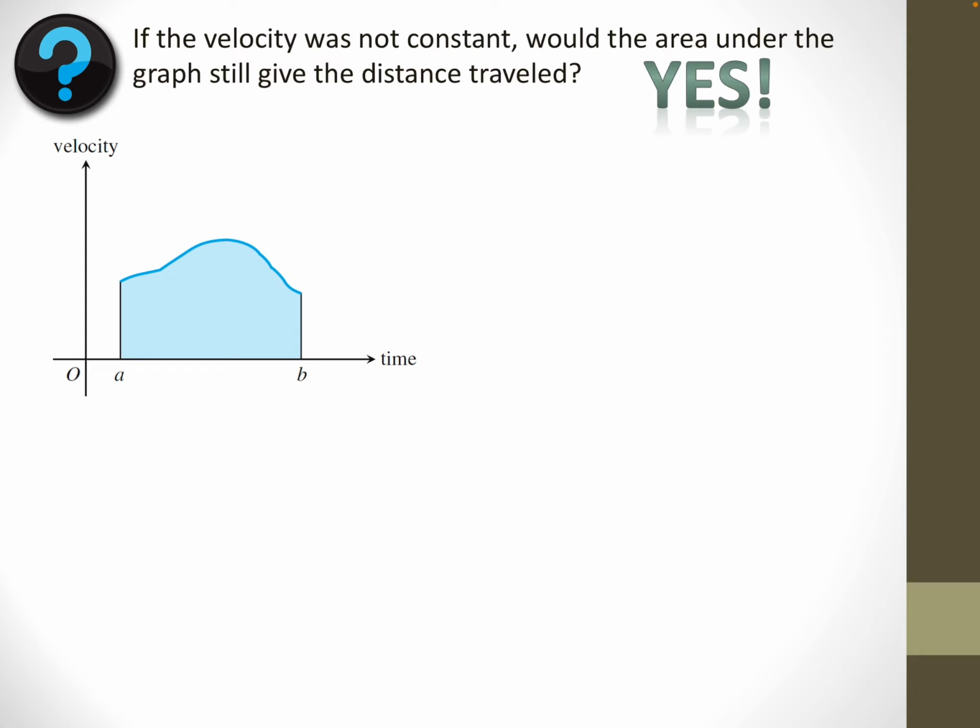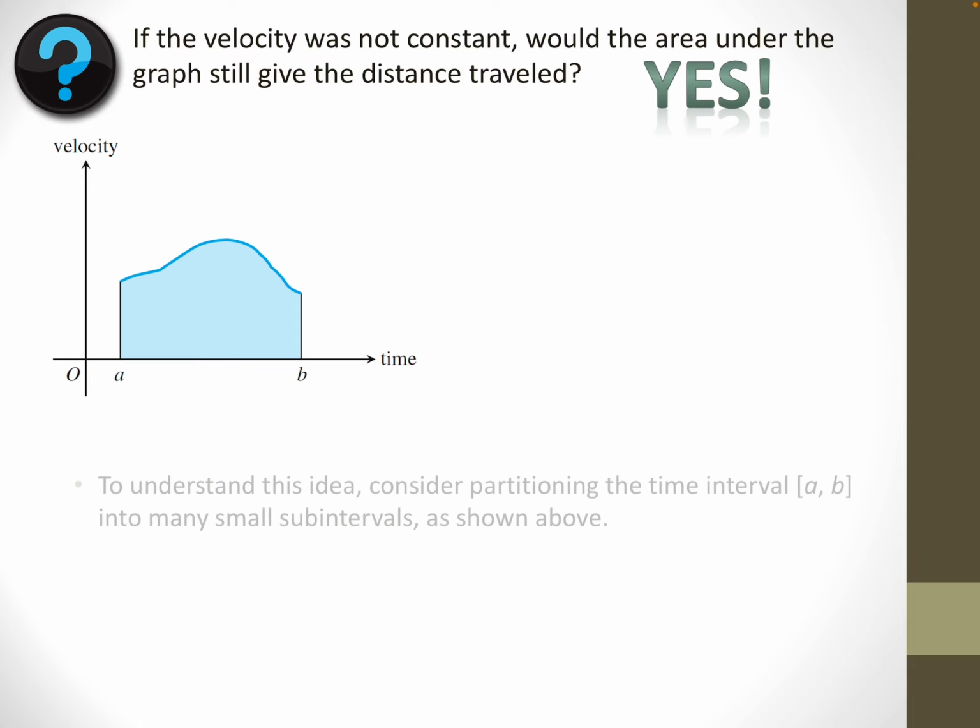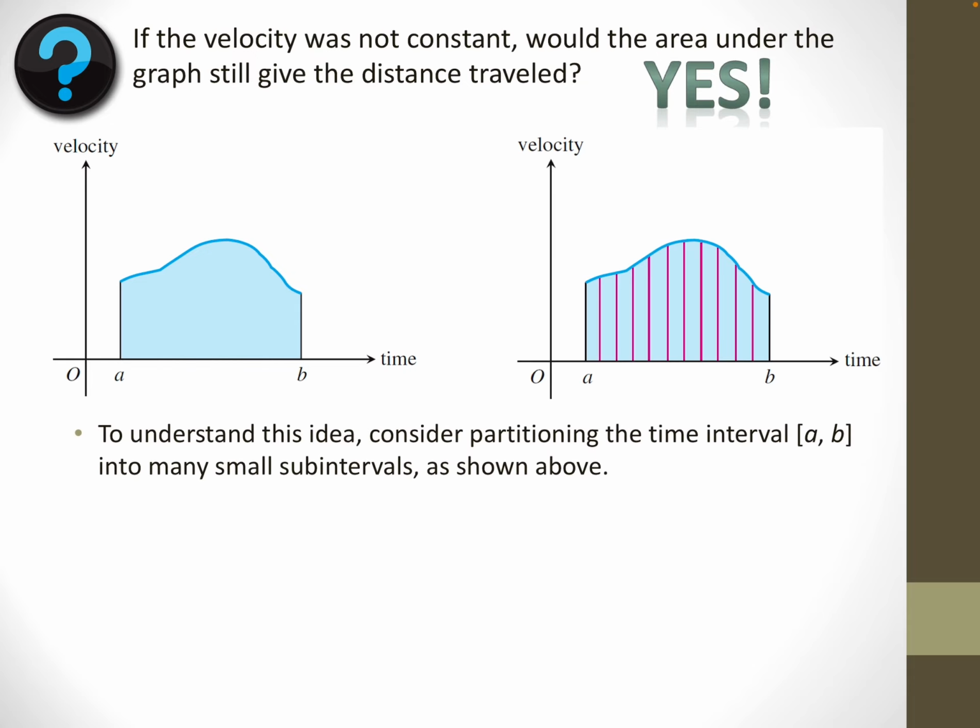It will not take us long to be able to find some tricks to find the area under a strange curve like this. For now, we just go, okay, that area still represents the total distance traveled. And if you're skeptical about that, think about this for a second.